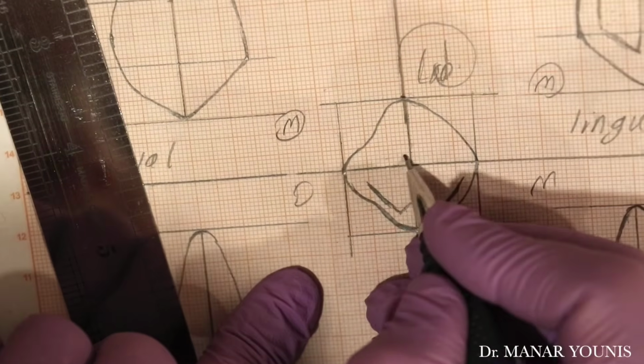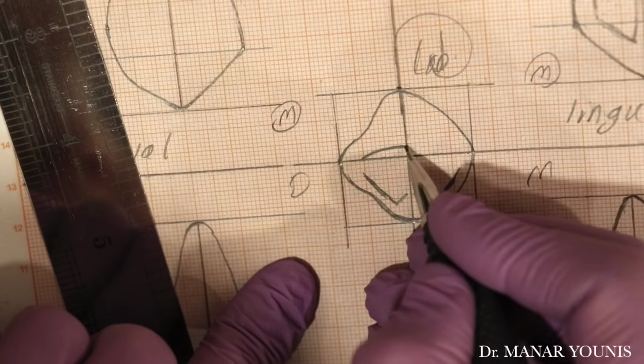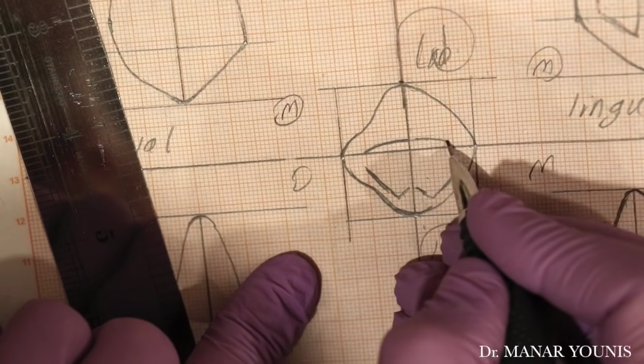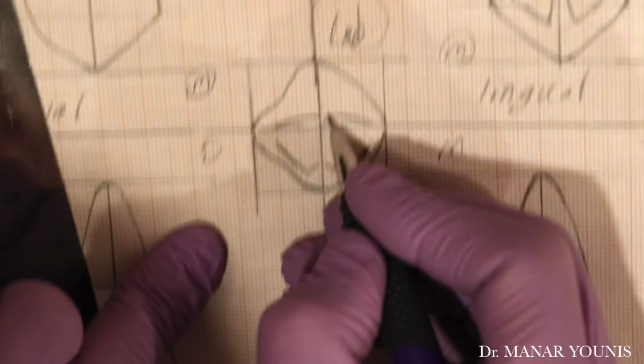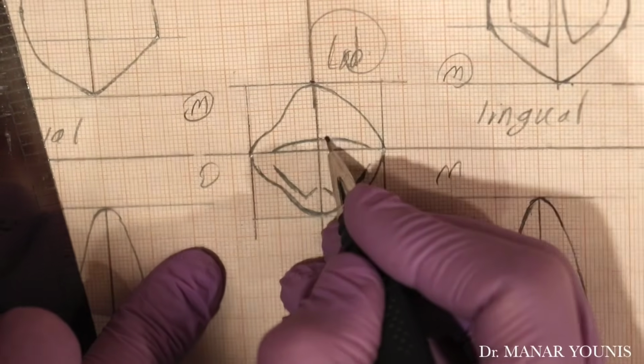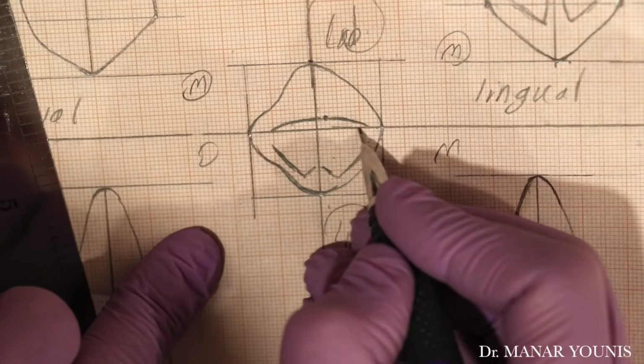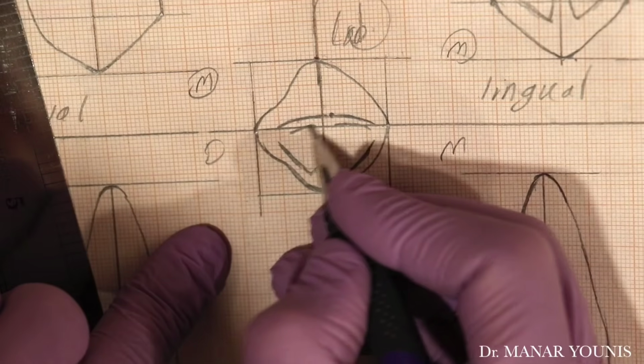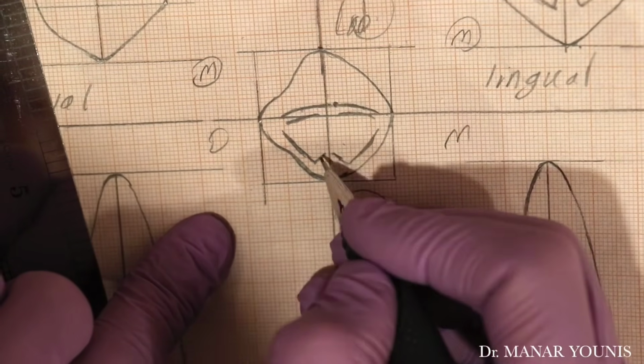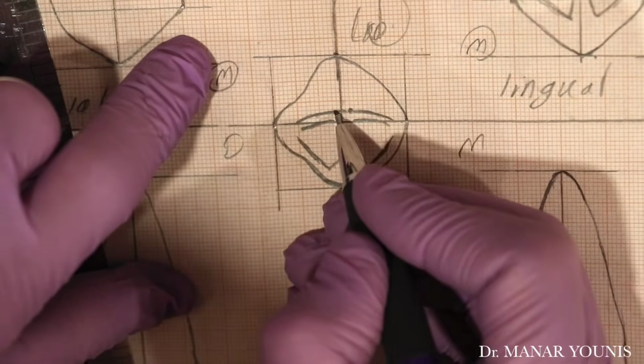As we said, the cusp ridges are located labial to the center, and the cusp tip is slightly mesial to the center of the crown, not the root, the center of the crown.